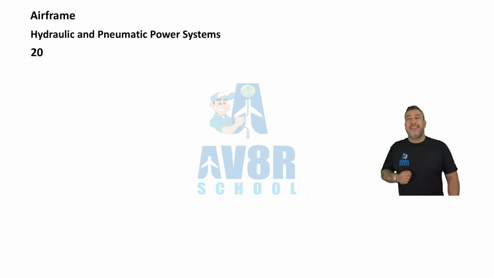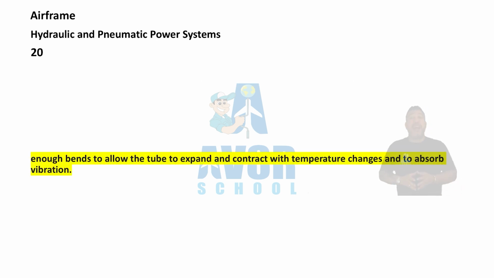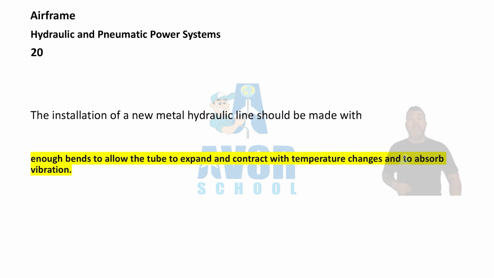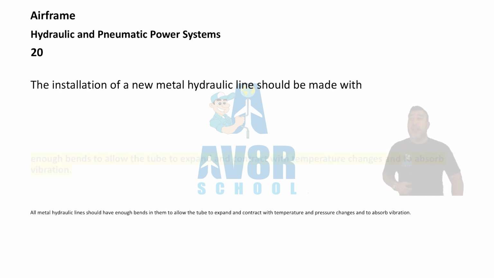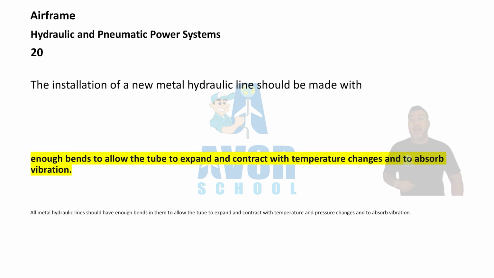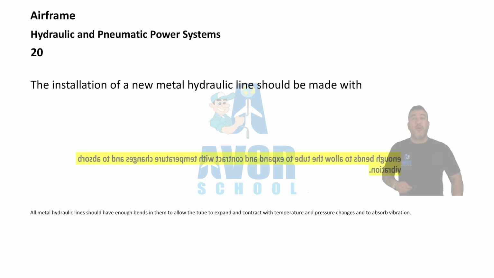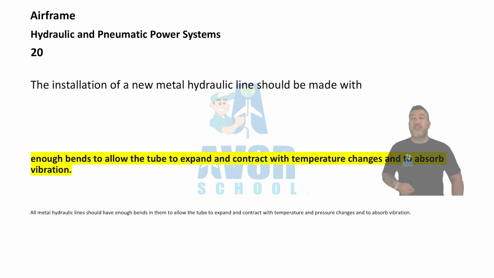Makes sense. Number 20. Enough bends to allow the tube to expand and contract with temperature changes and to absorb vibration. So the installation of a new metal hydraulic line should be made with enough bends to allow the tube to expand and contract with temperature changes and to absorb vibration.